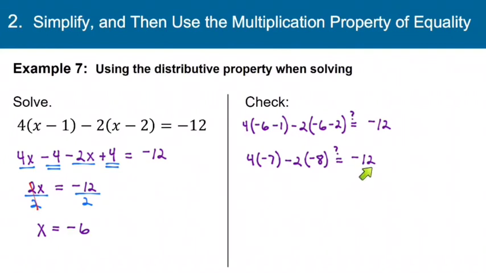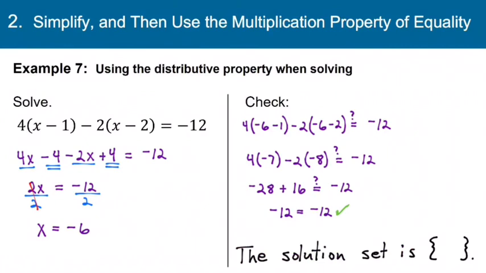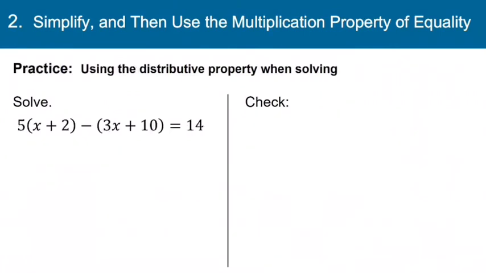And I need to make sure again that that adds up to negative 12. Okay, 4 times negative 7 is negative 28. Negative 2 times negative 8 is positive 16. And now we know that negative 28 plus 16 would add up to negative 12. So we verified that the equation is true, and we can say that our solution set is negative 6. Now please pause the video and try to work this one out by yourself before you watch me do it. Okay, now I'm going to go through it with you.